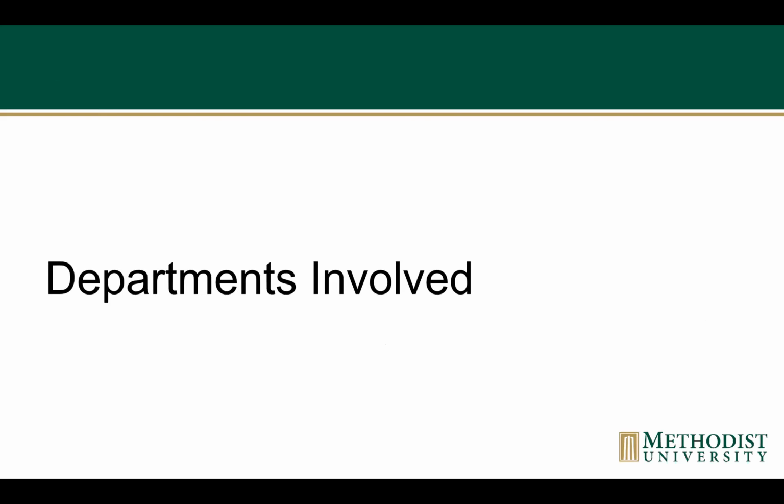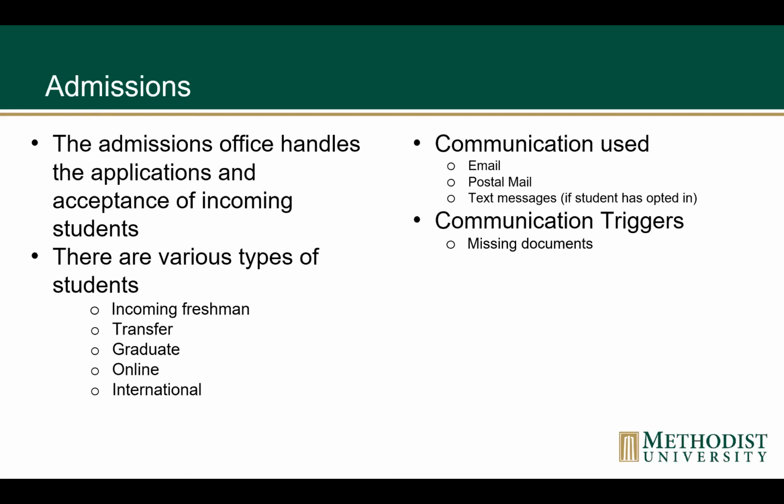Here's just a little backstory on some of the departments involved. The Office of Admissions handles applications and acceptance of incoming students. There are various types of students: incoming freshmen, online students, graduate students, transfer students, and international students. Some of the communication that the Office of Admissions uses is email, postal mail, and text messages if the student has opted in. And a communication trigger, what triggers the communication to go to the student, is missing documents.